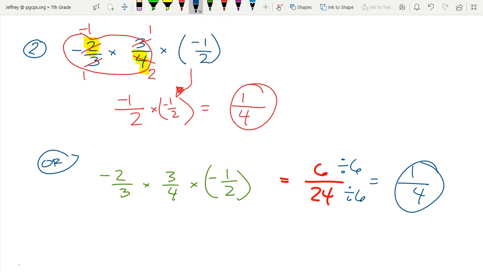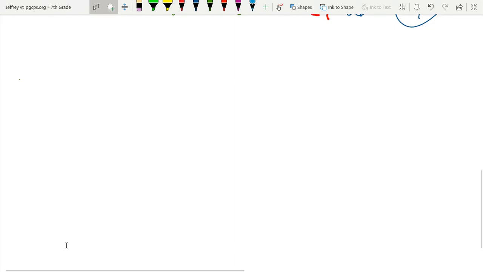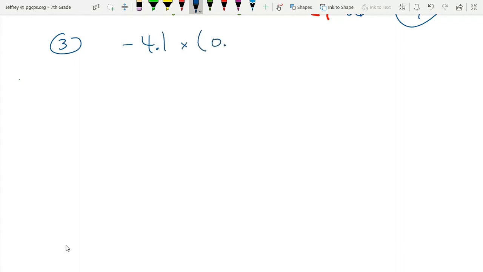Now, number 3. Okay, so for number 3, let's try a decimal. What if we got negative 4.1 times 0.09, or it's 900ths. So when we multiply this, let's apply the rule first. Will our answer be a positive or negative? It's going to be a negative because the signs are different. So I'm going to write the sign first so I won't forget. Now I can multiply my factors.